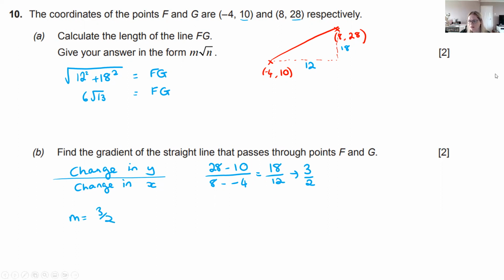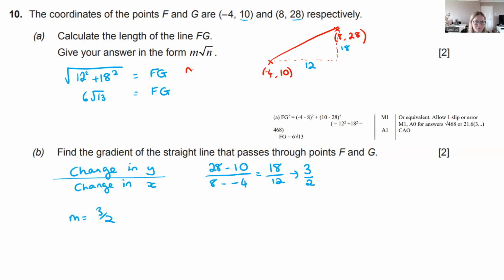Okay, let's have a look at the mark scheme for these. I'm going to move myself over here. Right, so the first one, FG squared, and it's just showing you 12 squared plus 18 squared, and knowing that we're going to get that, but obviously we've done it straight away for the square root of it. So as long as you've got some sort of method happening there, that's your first mark, which is great. So I can give myself an M1, and then an A1 for my final answer. Perfect.